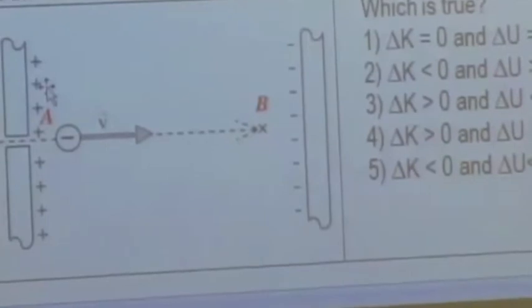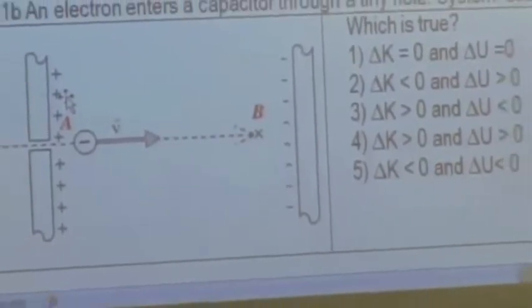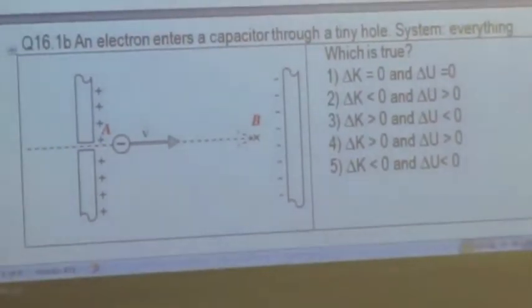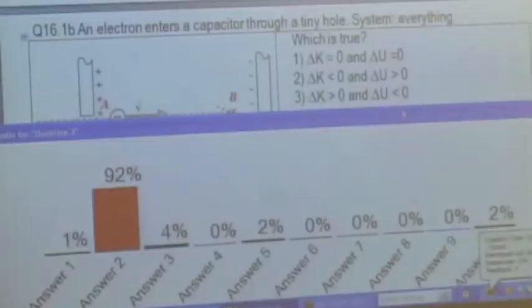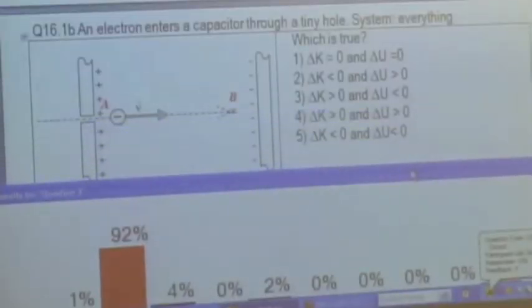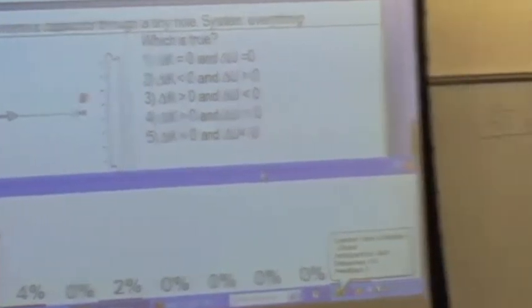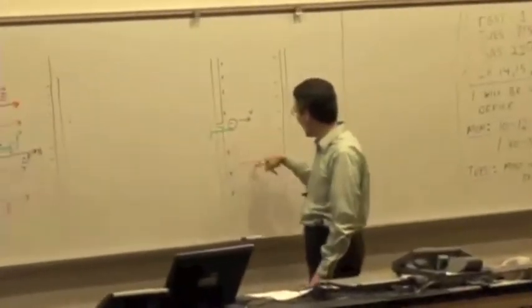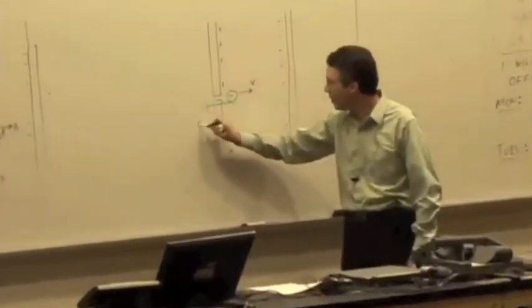Instead of a proton, we now shoot an electron into this capacitor, but the capacitor is still the same, so the electric field direction is still the same. Which is true now? All right, so it's going to be the opposite situation, right? Because the kinetic energy, well, first of all, what's the direction of the force? The direction of the force on the electron is that way. Negative charge times this electric field gives a force in the opposite direction.